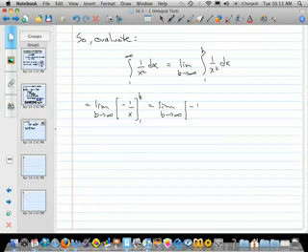Which is the limit as b goes to infinity of negative 1 over b minus negative 1 over 1. All right. So as b goes to infinity, this goes to 0, so that this is 1. So the area is finite, the area under the curve. Area under the curve converges.